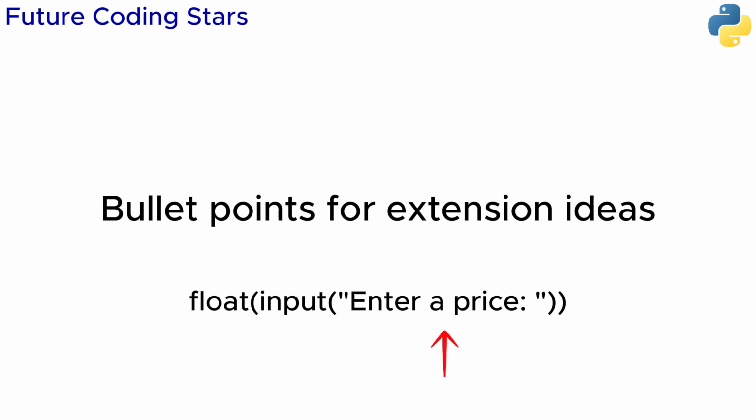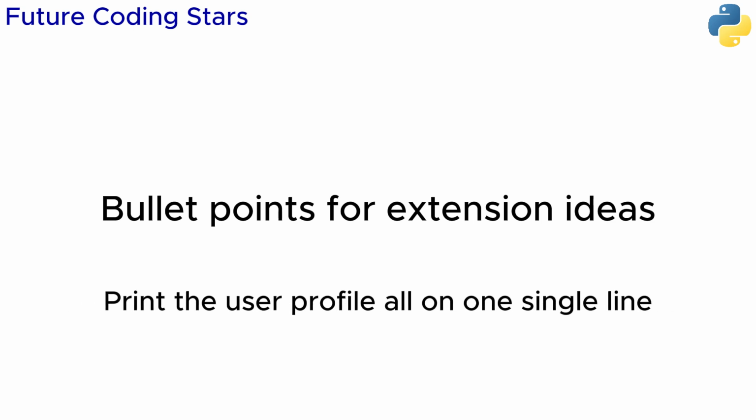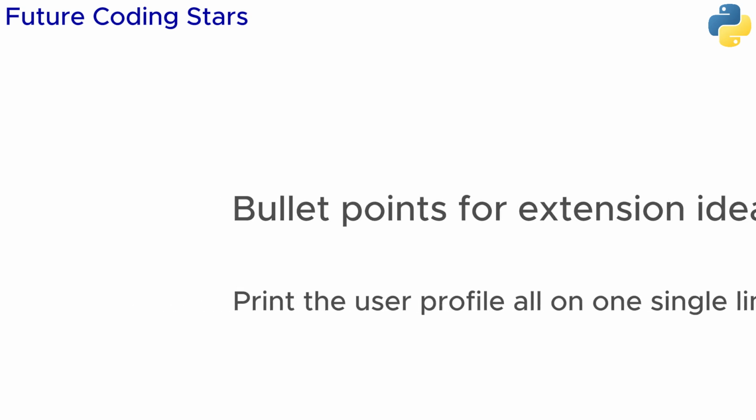Play around with the prompt messages and input. How can you make them clearer for the user? Can you print the user profile summary all on one single line instead of multiple lines? Hint, you might need to explore print options or build one long f-string.